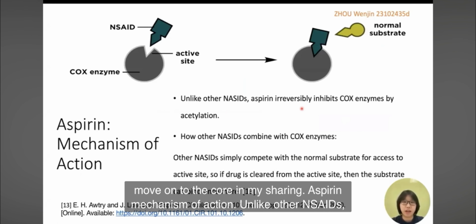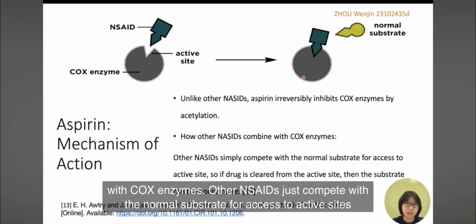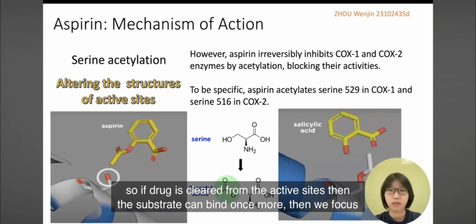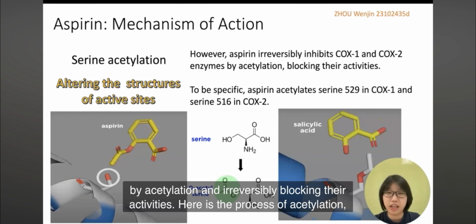Unlike other NSAIDs, aspirin irreversibly inhibits COX enzymes by acetylation. Let's see how other drugs combine with COX enzymes. Other drugs just compete with the normal substrate for access to active sites, so if the drug is cleared from the active sites, then the substrate can bind once more. Then we focus on aspirin's unique mechanism of action. Aspirin inhibits COX-1 and COX-2 enzymes permanently by acetylation, irreversibly blocking their activities.